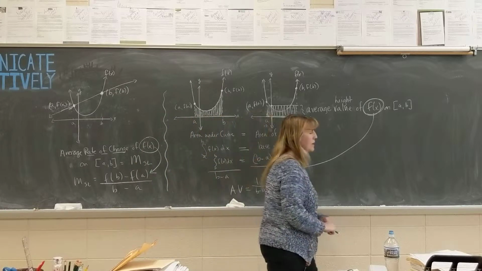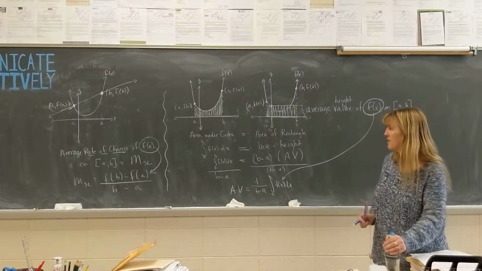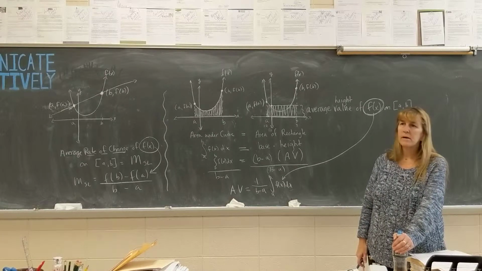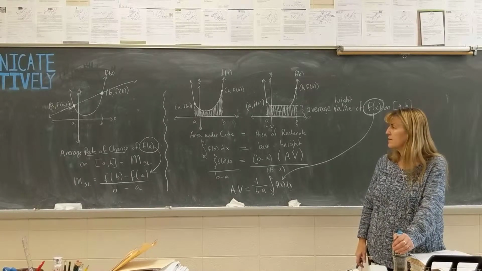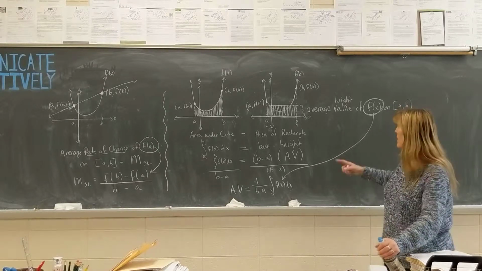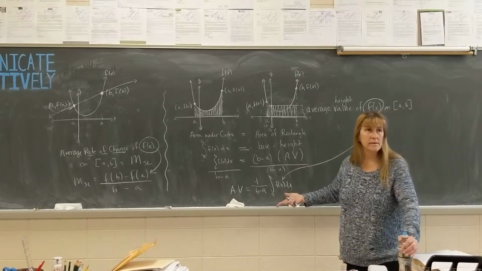Alright. So I'm hoping that makes a little better sense. Can you draw those pictures? Do you have those pictures on your paper? Yeah. Okay. You wrote it out a little bit? Average rate of change means average slope. Average value means average height.